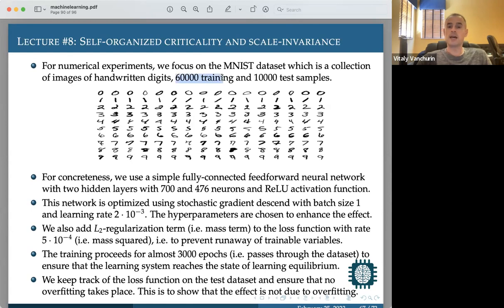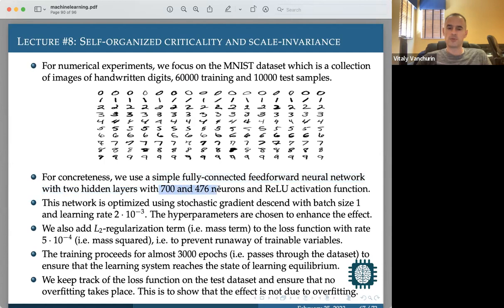We have 60,000 training samples and 10,000 test samples. Again, this number could have been smaller. The network could have been smaller as well, but we just took it to see that nothing changes when we make things bigger. Now, we have a fully connected feed-forward network with only 2 hidden layers. Again, nothing is expected to change if we take an unconstrained network or something like that.